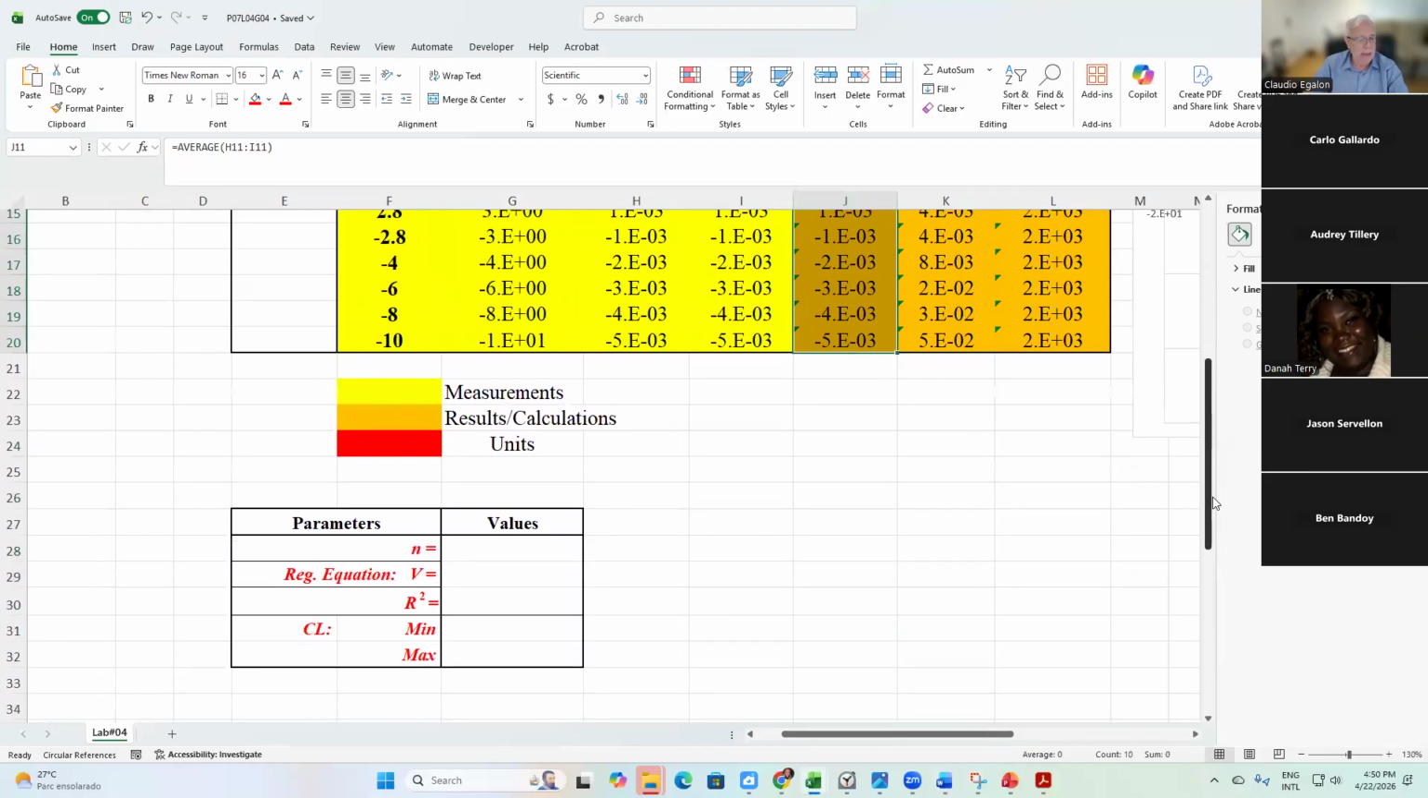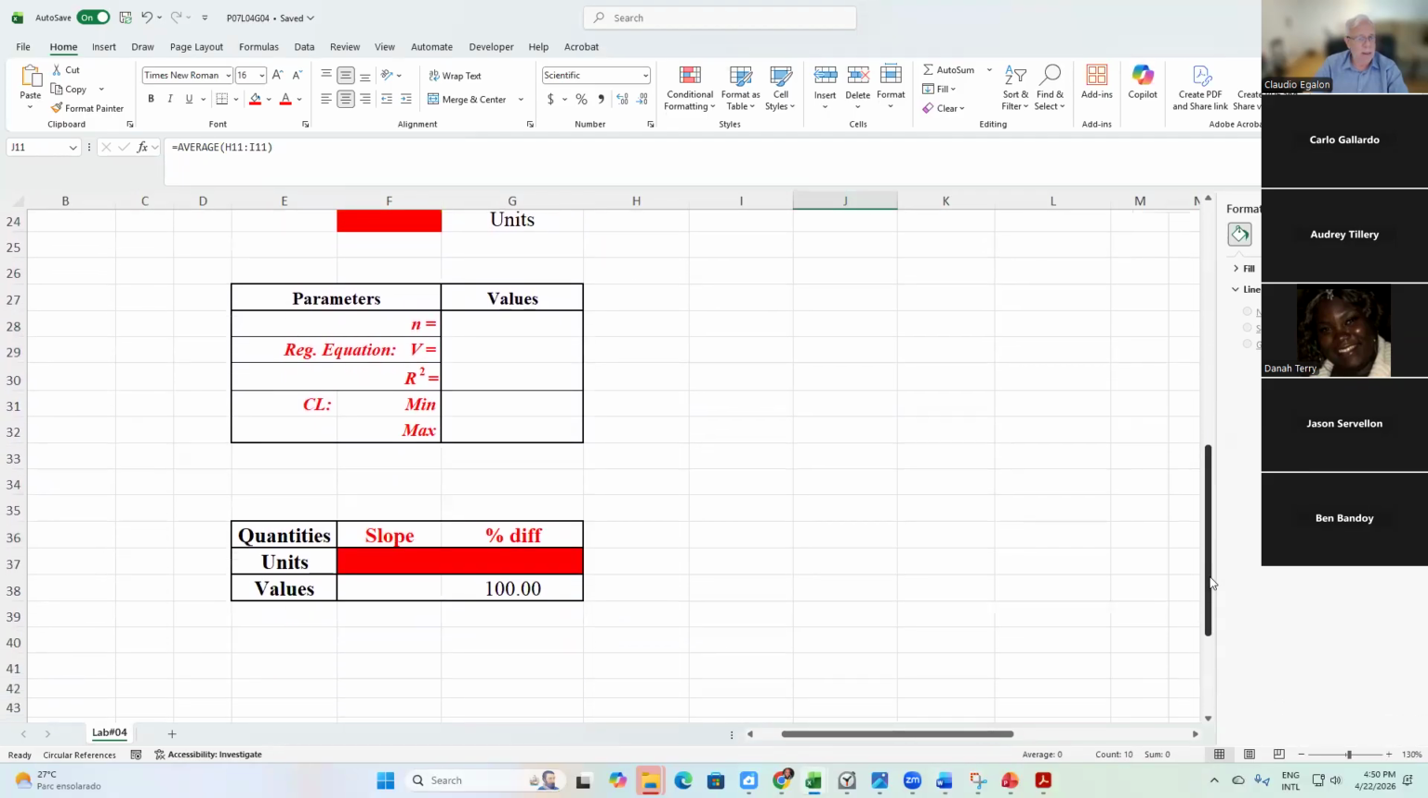Okay, and here, you already should know what to do. Don't forget to log in the values in this last table. Those are the units. Any questions? We're running out of time here.